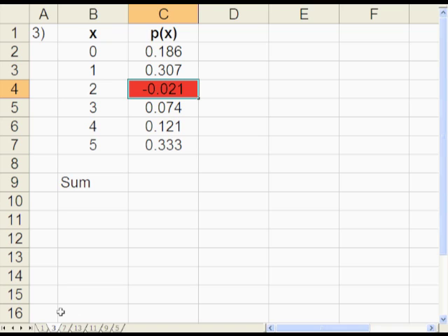Question 3. The problem is, for the outcome 2, we have a negative probability value. Probabilities are between 0 and 1, so this cannot be a probability distribution.